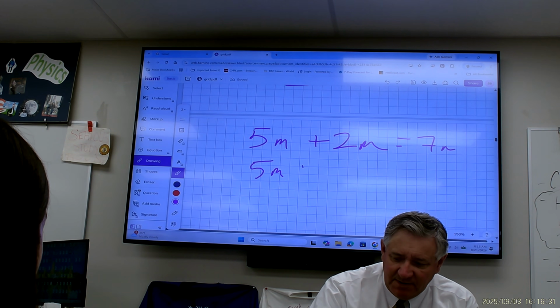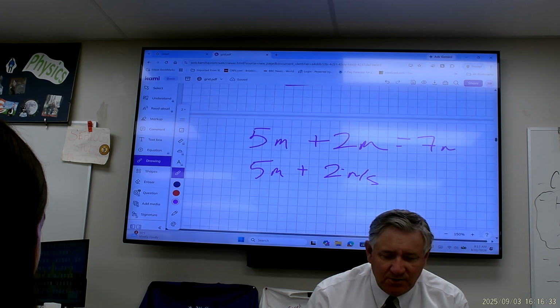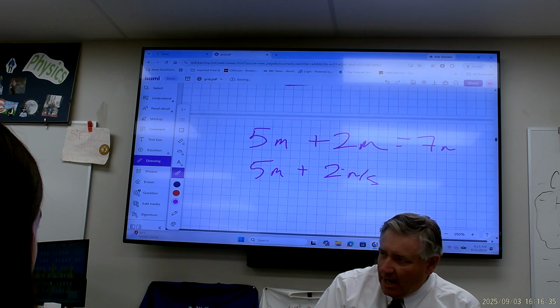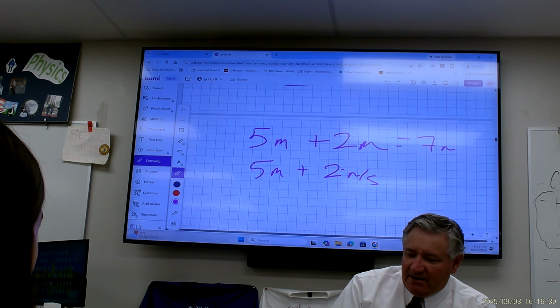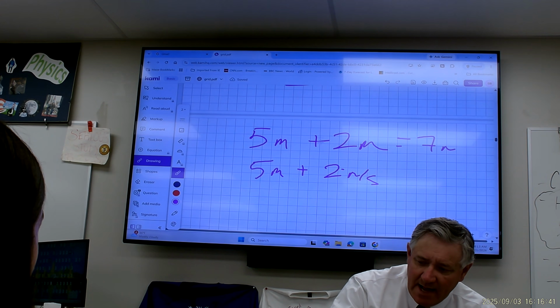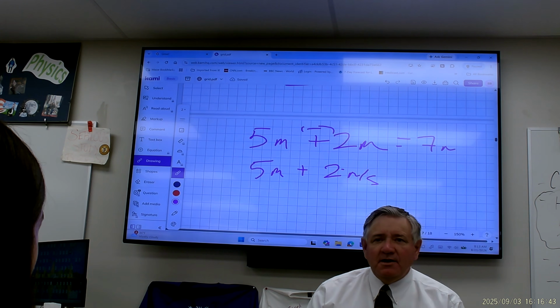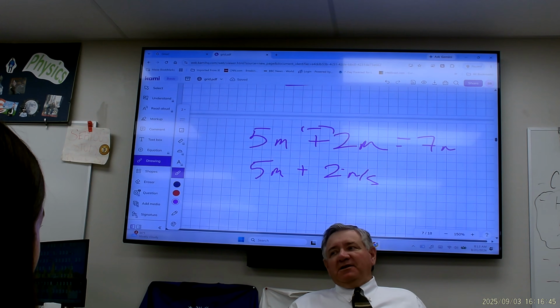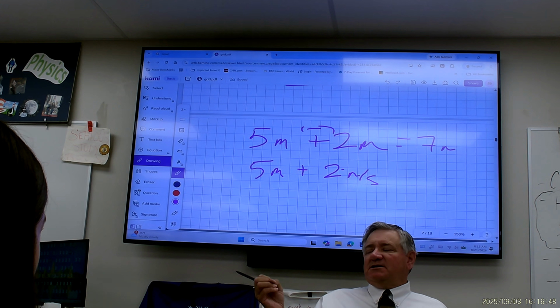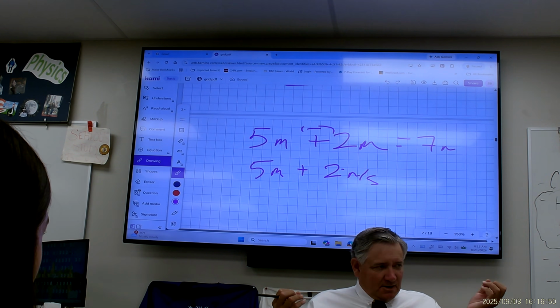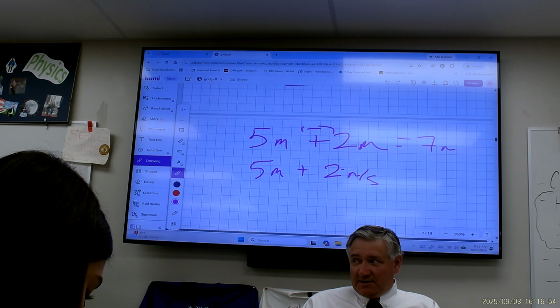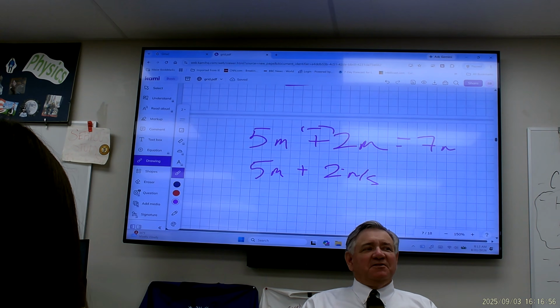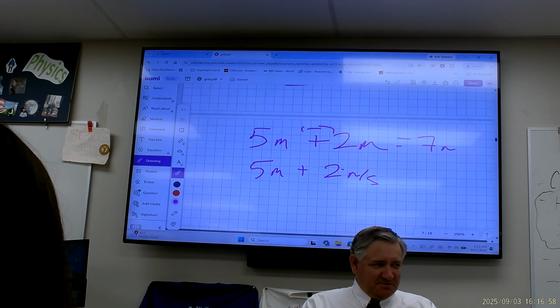Could I take 5 meters and add that to 2 meters per second? Absolutely not. I don't know what I get. So rule number 1 of dimensional analysis is that you can only add or subtract things that are the same units. Now, that seems like the most basic, rudimentary law that exists. But yet, ironically, this is the law that gets violated most.